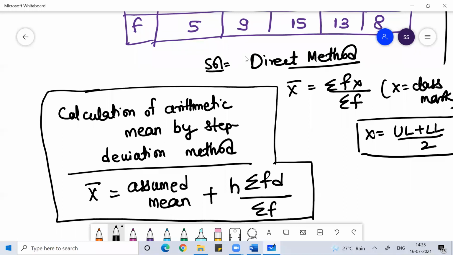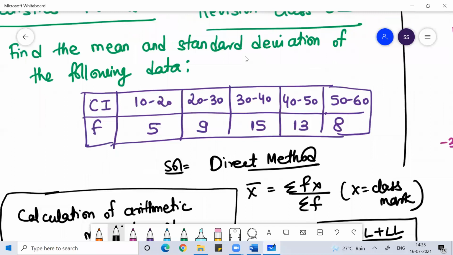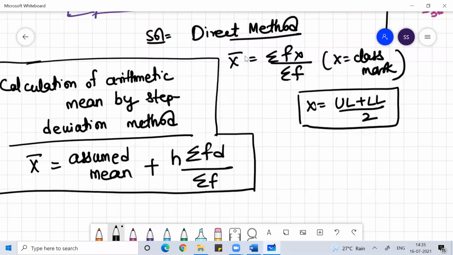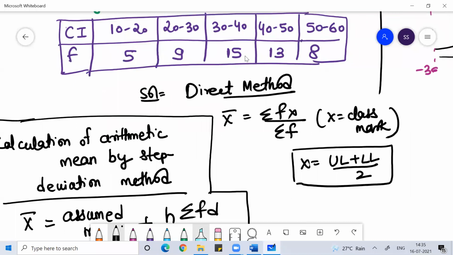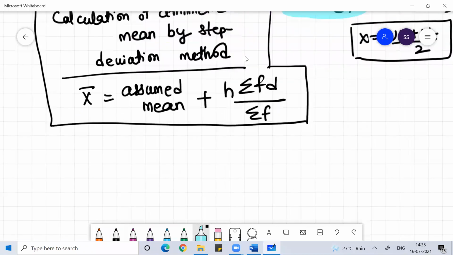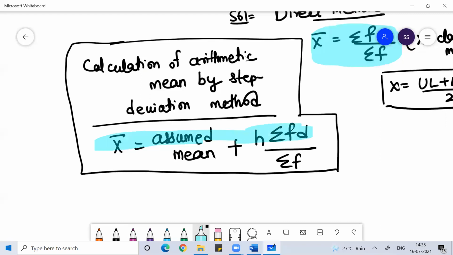So let me make sure that you understand the formula to calculate the arithmetic mean. You can calculate the arithmetic mean either by the direct formula, which is sum of fx by sum of f. From this you will find the arithmetic mean, or you can follow the step deviation method. If you follow the step deviation method, then this is your formula. Clear, everyone?